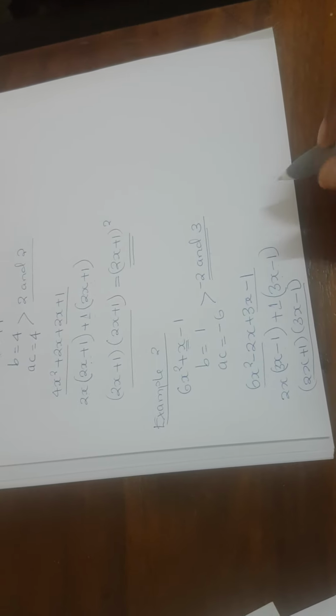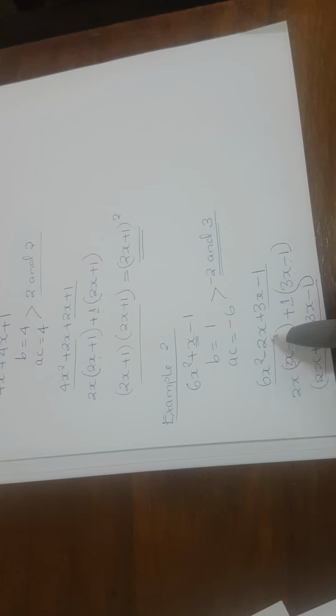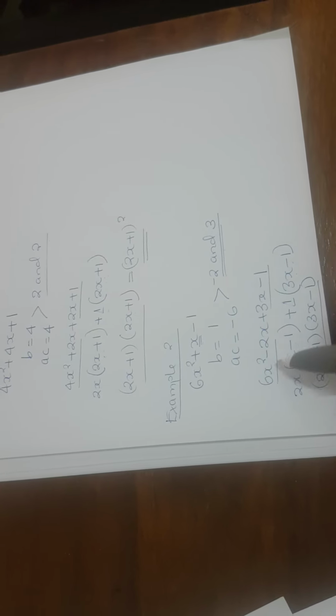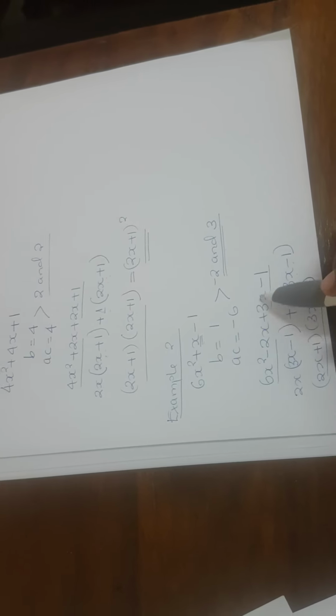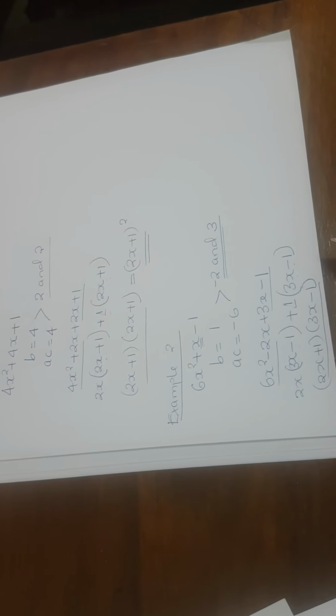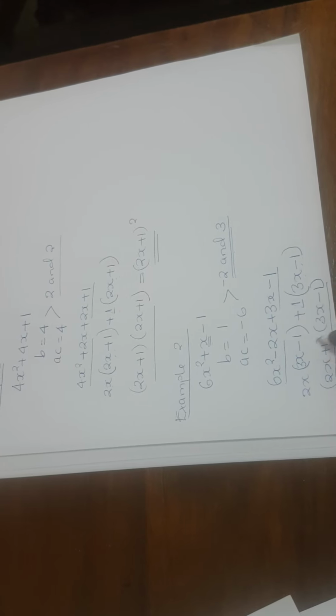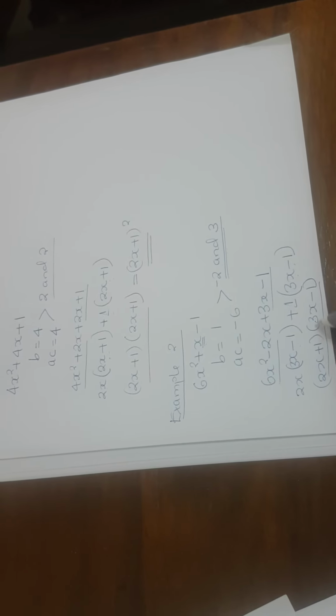To know you got it right, make sure the numbers inside the bracket are the same. After you pair them, you factorize the first pair, then the second pair. Make sure the values inside the bracket are the same. If they're different, it means you're wrong. After making sure they're the same, you take 2x plus 1, then 3x minus 1. Because the bracket is the same, we just take one. So the answer is 2x plus 1, 3x minus 1.